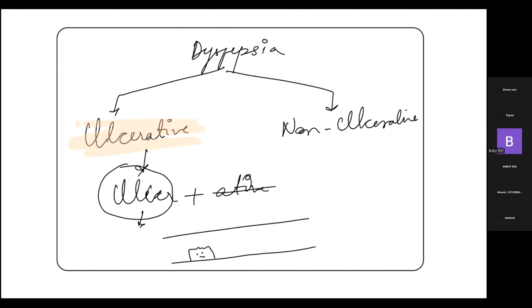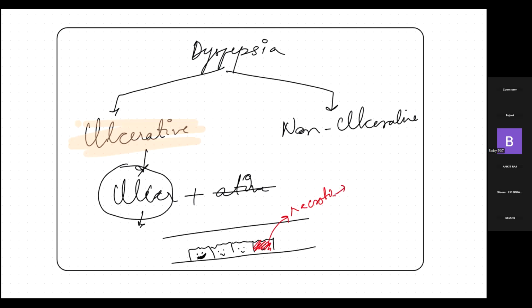Okay, now the cells were happily doing their work. So this was the normal pathway. Now what happened? Suddenly some inflammation came, and this cell has now died. After its death, it will be shed off.